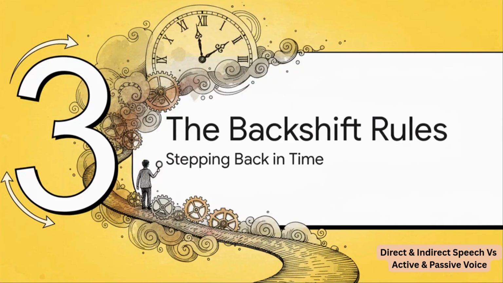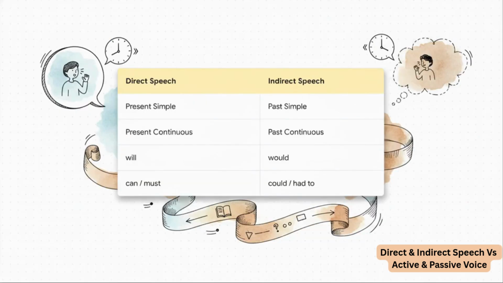Section 3, the backshift rules, stepping back in time. So the core metaphor of reported speech is this backshift. When we use reported speech, we are quite literally stepping back in time. English has 12 basic tenses. I know, it sounds like a lot, but if you just focus on shifting present actions to past actions, you've literally won half the battle.